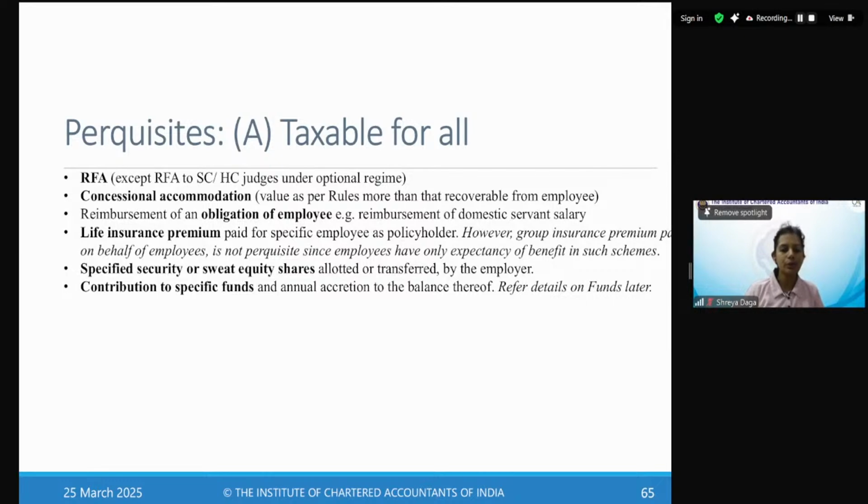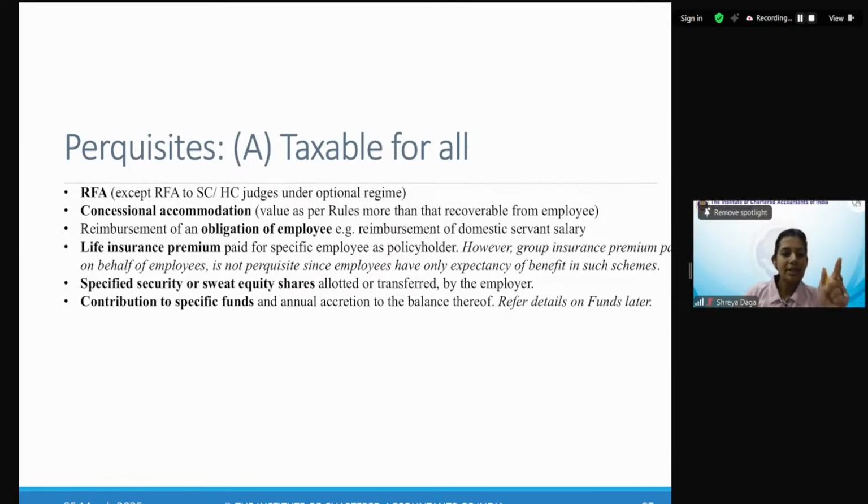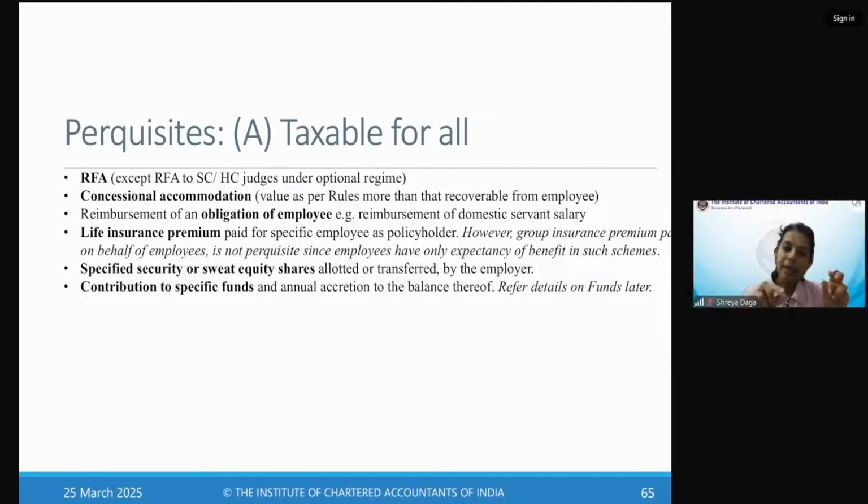Okay. So rent-free accommodation, concessional accommodation, reimbursement of an employee's obligation, where the primary obligation was on the employee and the employer wants to make it good. Or life insurance premium which is paid for the employee as policy holder, for the personal policy of the employee, not group life insurance premium. Sweat equity shares issued to employees at a discount. Contribution to specific funds. These are taxable perquisites for all employees. How will we calculate the taxable value? We will deal with it in the next slides. Chalo.